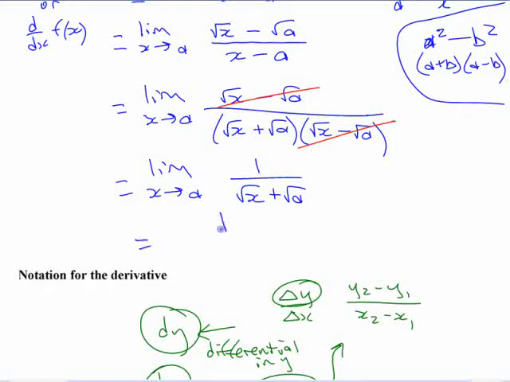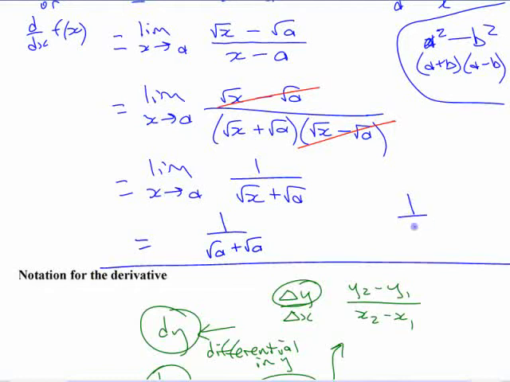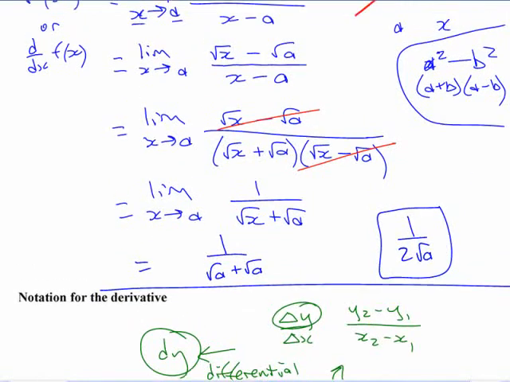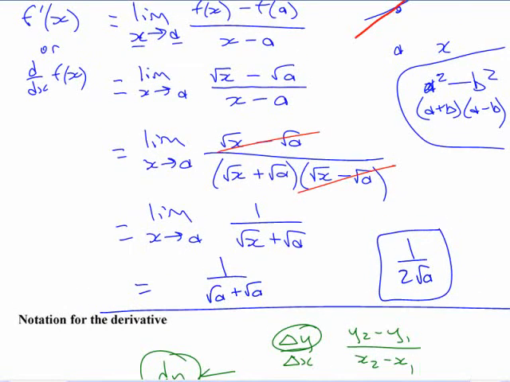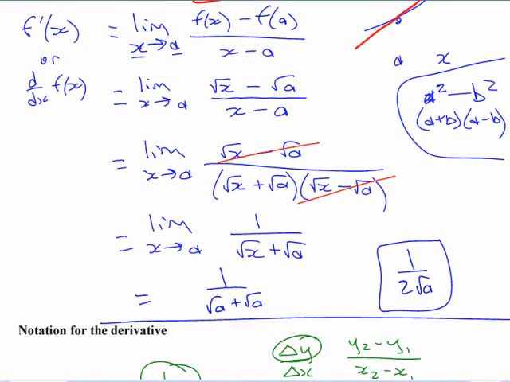So to evaluate this, 1 over root a plus root a, or in other words, 1 over 2 root a. That's the derivative of that function. You could confirm it on a graph for yourself just by checking the values at any particular point.